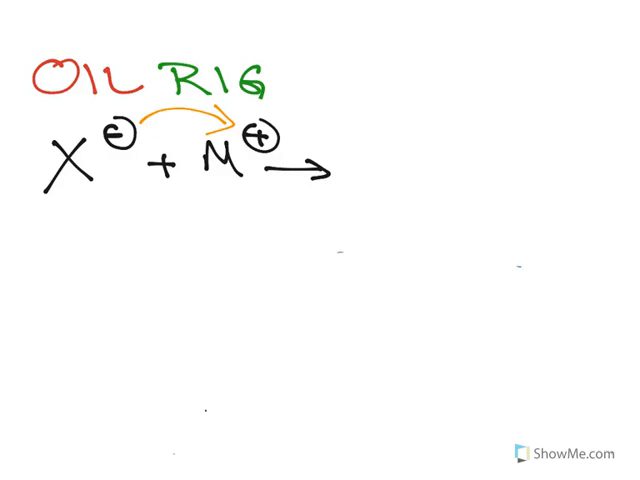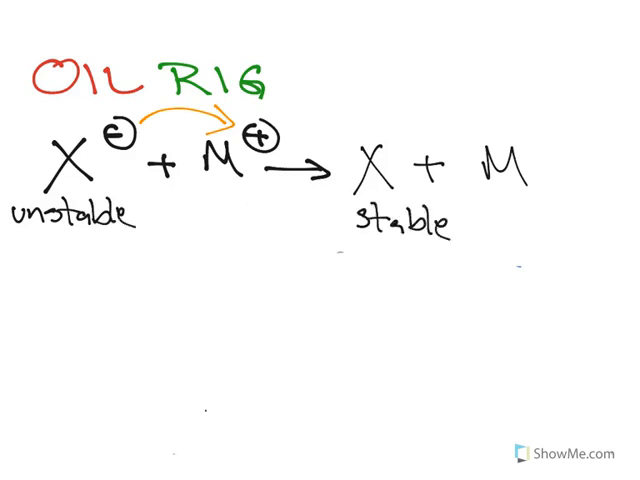So what do you end up with? You end up with X that no longer has that electron, and M that now has that electron. So now we've gone from being unstable to being stable. And we know when this happens, you have the release of free energy. Therefore, this is going to be an energetically favorable reaction.